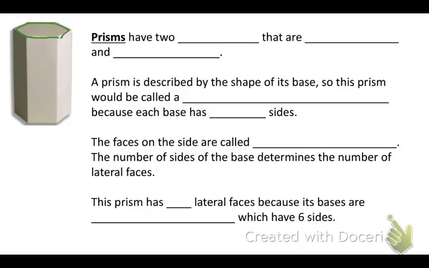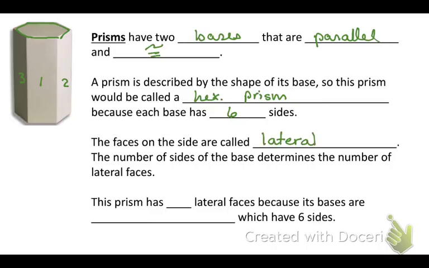So here are my 6 sides. Each base has 6 sides. So prisms have 2 bases that are parallel, and they are congruent. This is a hexagonal prism. It has 6 sides. The faces on the sides are these guys. Here's 1, 2, 3, and we know in the back there's 3 more. These are called lateral faces, or sometimes just faces for short. So they're faces and bases, basically. The number of sides of the base determines the number of lateral faces. For each side of this hexagon, there's going to be a corresponding lateral face. So there are 6 sides to the hexagon, 6 lateral faces. The prism has 6 lateral faces because its bases are hexagons, which each have 6 sides.